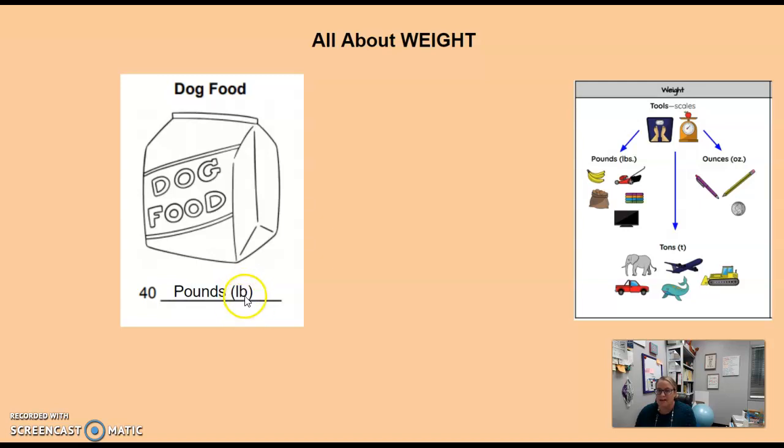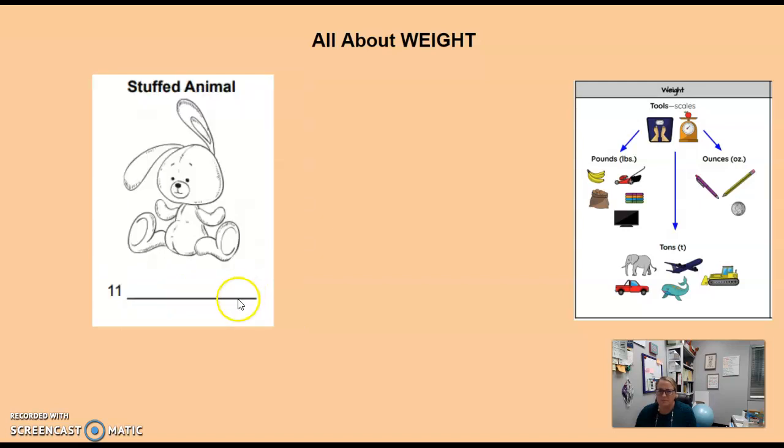And remember, for pounds, we can write LB or LBS. That's how we abbreviate it. It's the Latin part of it, so another language, but that's okay. So 40 pounds or 40 LBS. What about a stuffed animal? If I wanted to weigh a stuffed animal, would I use ounces, pounds, or tons?